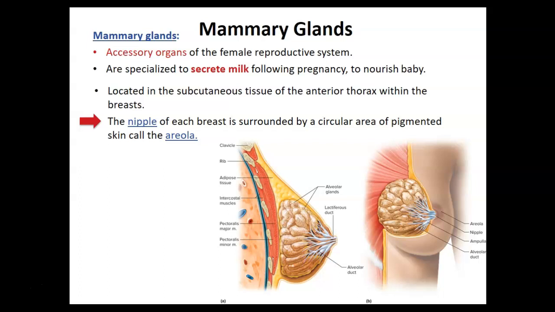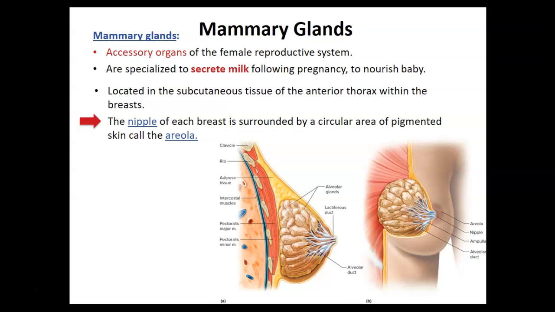All right, so let's switch gears a little bit and talk about mammary glands. Mammary glands are considered accessory organs of the female reproductive system. So they are specialized glands that secrete milk following pregnancy. They come into maturation when a woman is pregnant, but they should not be secreting milk until after parturition has occurred. That is, after the baby is born.